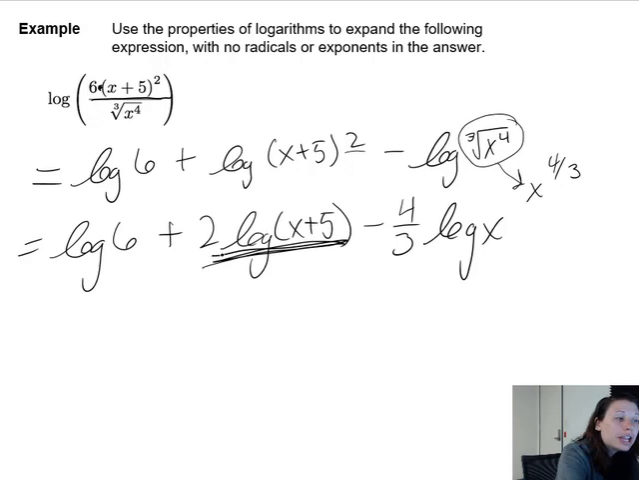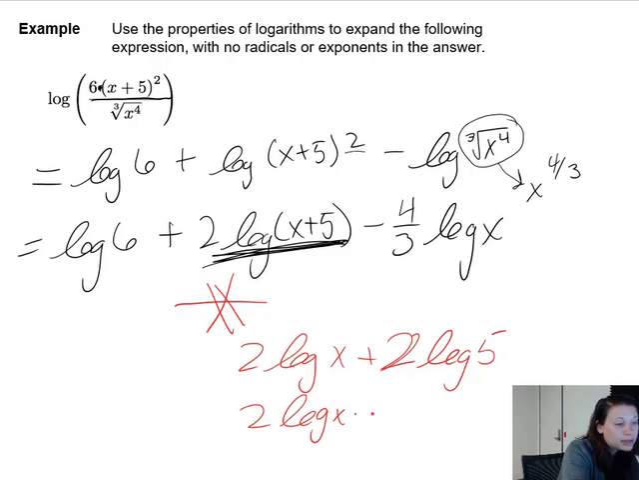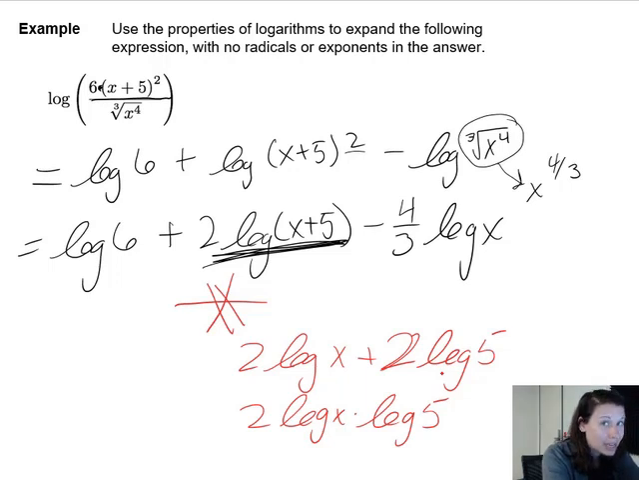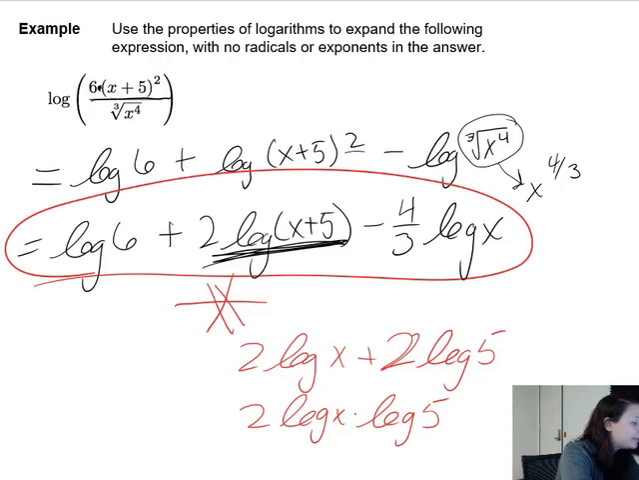Don't change this one. This does not equal 2 log x plus 2 log 5 or 2 log x times log 5. Does not equal either one of those. We cannot do anything when we have addition on the inside. It's just addition on the outside or multiplication on the inside, right? So don't make that mistake. Okay, so this is our final answer for this problem, okay, and how we would leave it.